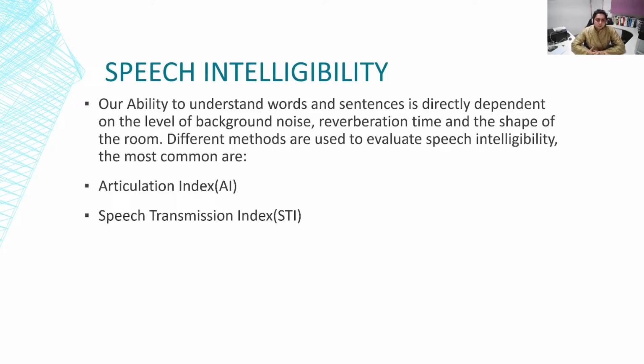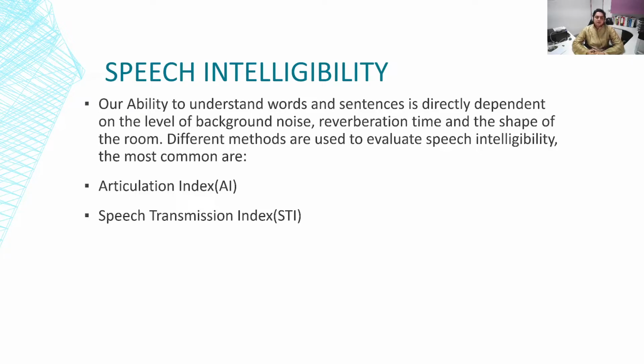Now let's talk about one important parameter that we need to understand in room acoustics, that is speech intelligibility. Suppose there is an auditorium or a lecture hall. The speech intelligibility in such a space is very important. It is also important in classrooms, and especially for classrooms for young children. Our ability to understand words and sentences in a particular room is known as speech intelligibility. It is dependent on the background noise, the reverberation time, the shape of the room, etc.